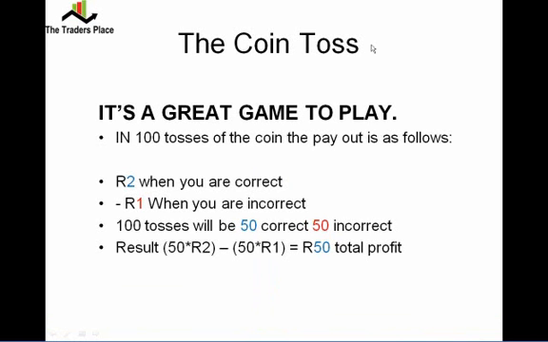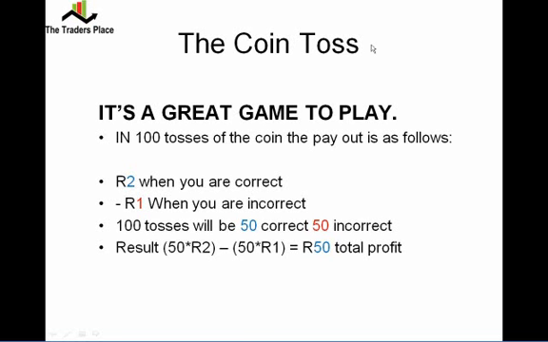Okay, I'm starting out with a great game to play. I'm sure that most of you have heard about it before. The coin toss. And it's a really simple way to bring across the idea of position sizing. In 100 tosses of the coin, the payout is as follows. 2 rand when you're correct, so you win 2 rand when you are correct, you lose 1 rand when you are incorrect. Over 100 tosses, we will assume that we will have a 50-50 hit rate. So you'll be right half the time, you'll be wrong the other half of the time.